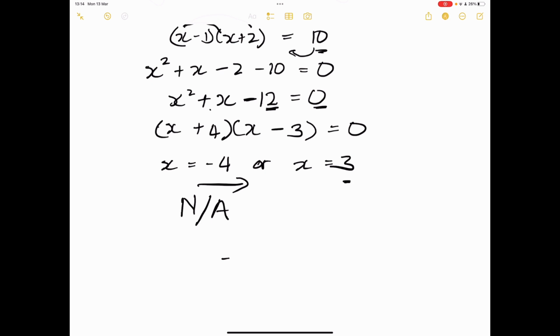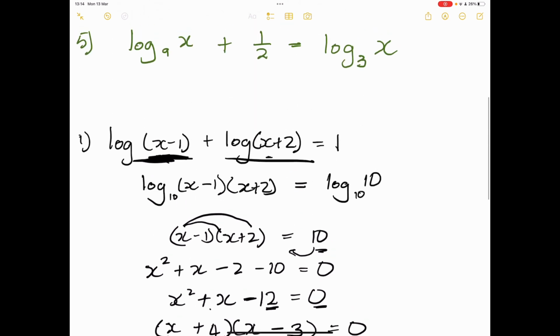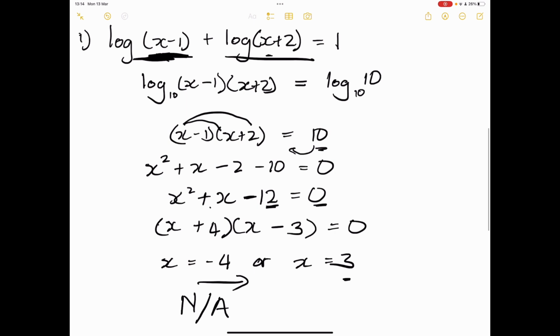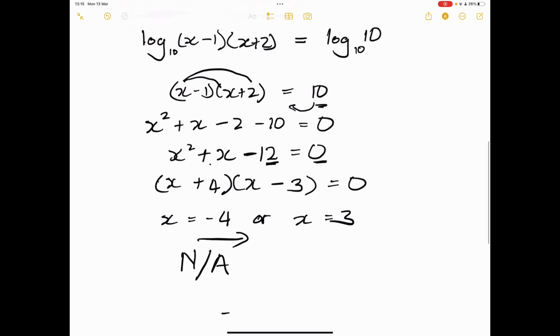Now let's check x is equal to 3. If I substitute there, 3 minus 1, 3 plus 2. In both instances, 3 minus 1 would give me 2, and 3 plus 2 will give me 5. So in both instances, I'll get a positive number. So it means that is a solution. Therefore x is equal to 3. So this one would actually be an applicable solution.